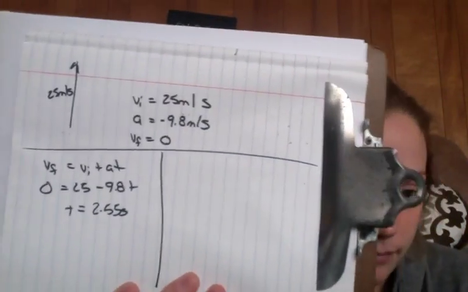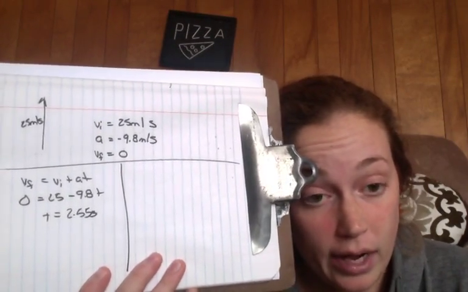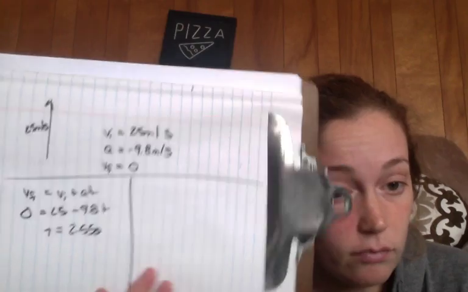Now you have to think about this. If I split it up, from the max height down to the ground is another 2.55 seconds. So I want my final velocity right before it hits the ground. This is when I'm going to switch some things around. Show me how I did time again. So you get negative 25 divided by negative 9.8, and that should be 2.55.